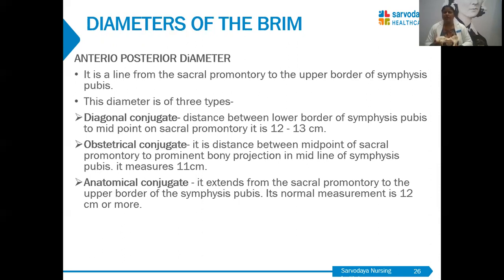Diagonal conjugate. Diameter means distance between two landmarks. So the diagonal conjugate is the distance between the lower border of the symphysis pubis to the midpoint of the sacral promontory, around 12 to 13 centimeters. Then the obstetric conjugate is the distance between the midpoint of the sacral promontory to the prominent bony projection in the mid line of the symphysis pubis, and its measurement is about 11 centimeters. Then the anatomical conjugate extends from the sacral promontory to the upper border of the symphysis pubis, and its normal measurement is about 12 centimeters or more.